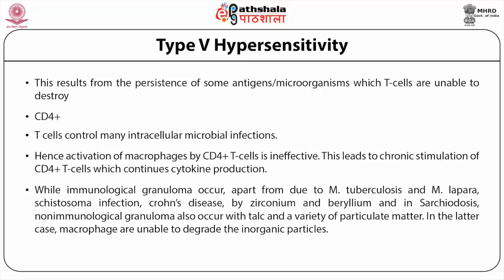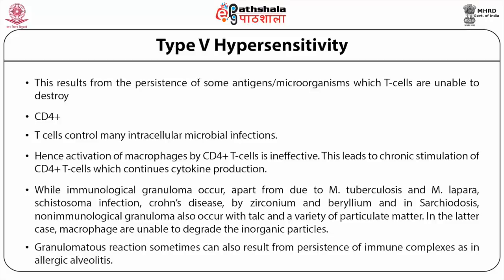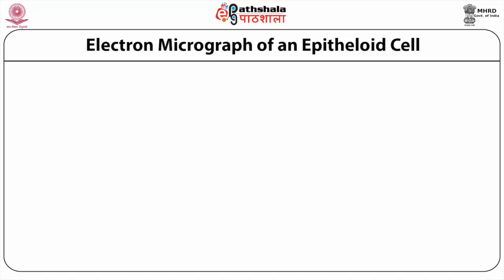Granulomatous reaction sometimes can also occur from persistence of immune complexes, as in allergic alveolitis. The continuous production of cytokine leads to macrophages containing the microbe and fibroblast proliferation. Granuloma is a walled-off microbe along with the epithelioid cells and giant cells. An epithelioid cell is a large and flattened cell with more endoplasmic reticulum. These lack phagosomes. This slide shows the electron micrograph of an epithelioid cell.